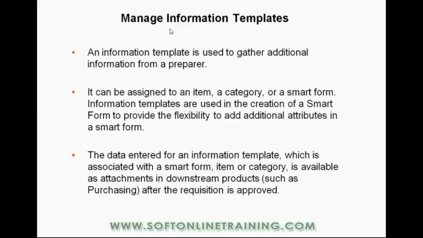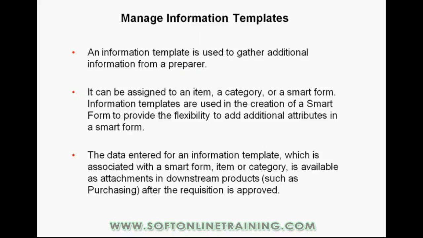You can capture this extra information in the information templates, and this extra information will be displayed in the attachments. So once the requisition is created and whenever you are ordering, this information will be available in the attachments. Okay. Any questions here? So this is used to capture extra information. Anyway, I'll show you this in the system. This is used to capture extra information while creating the non-catalog requisition.